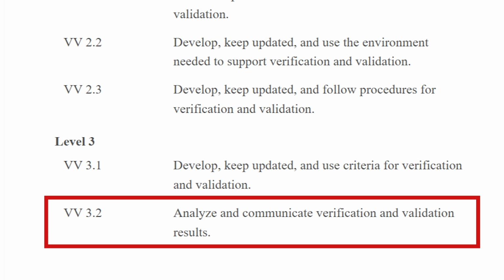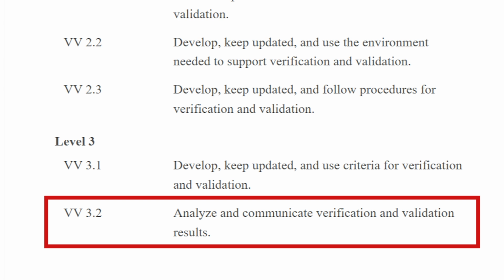Finally, VV 3.2 asks us to analyze and communicate the results of verification and validation activities. This is a level 3 practice and therefore goes beyond merely looking at and reacting to individual verification and validation results. This practice is looking for a more holistic analysis of the results of verification and validation activities across the organization as well as on individual instances and data. The verification and validation activities performed should have been driven by the organizational criteria we discussed in the previous practice.